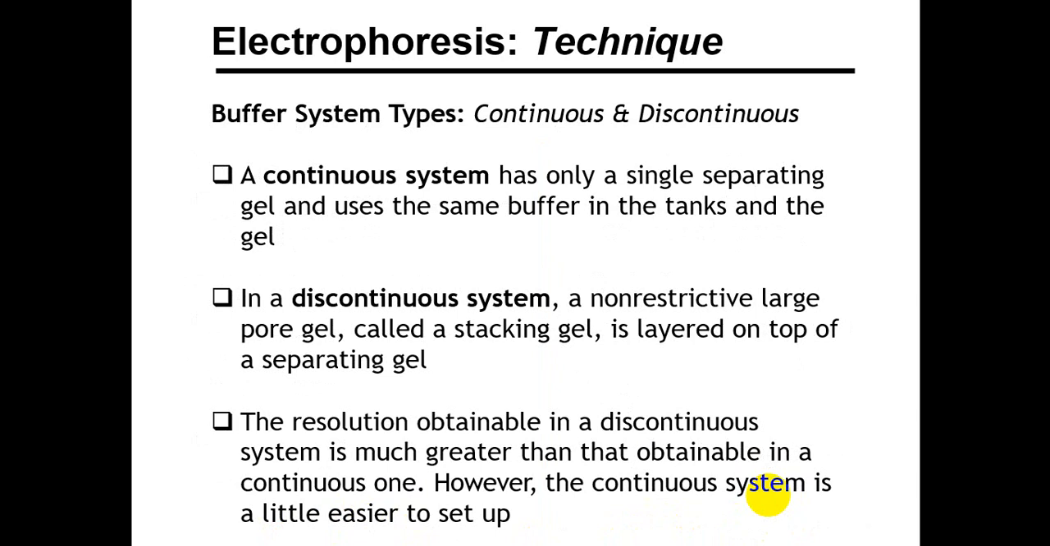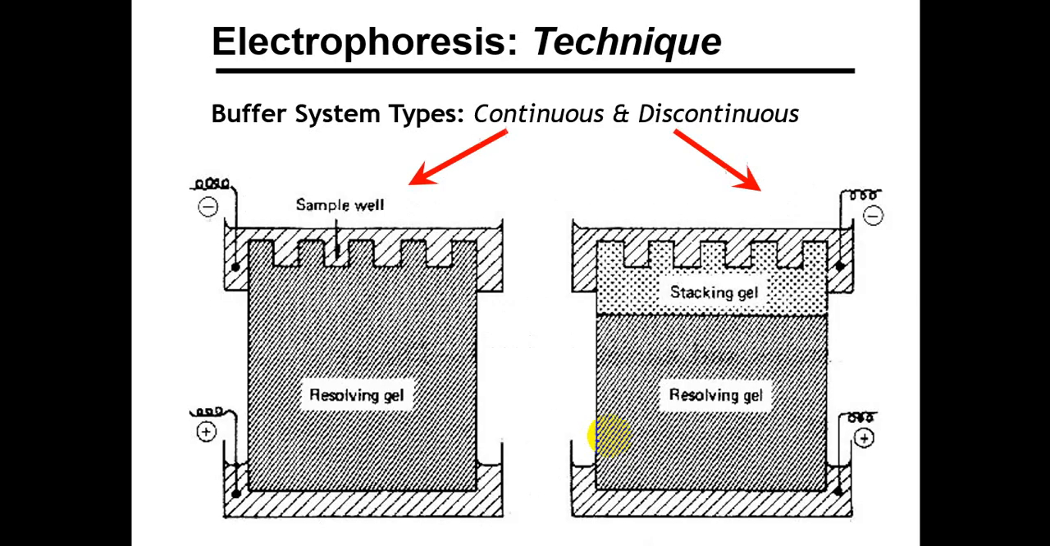So let's look at what a continuous system is and what a discontinuous system is. A continuous system has only a single separating gel and uses the same buffer in the tanks and the gel, whereas in a discontinuous system, a non-restrictive large pore gel called a stacking gel is layered on top of a separating gel. Let me explain this.